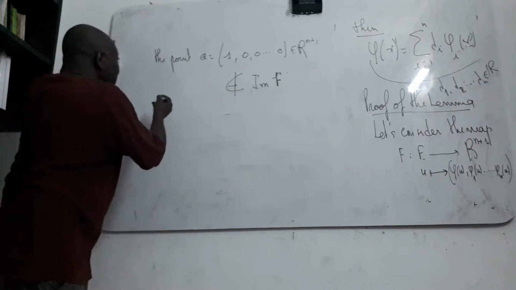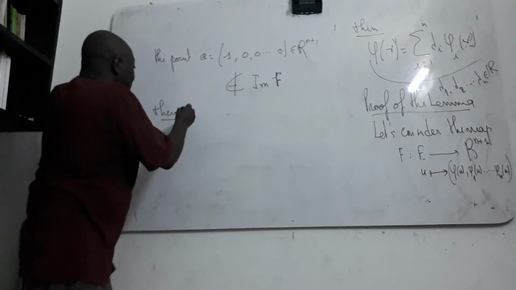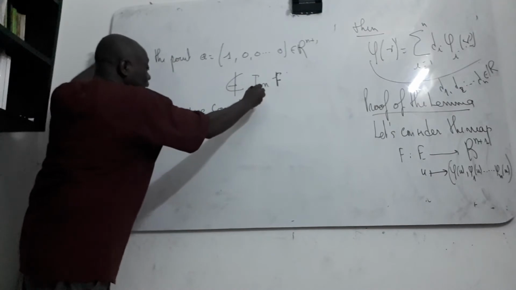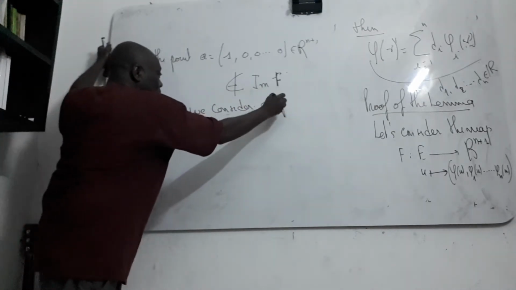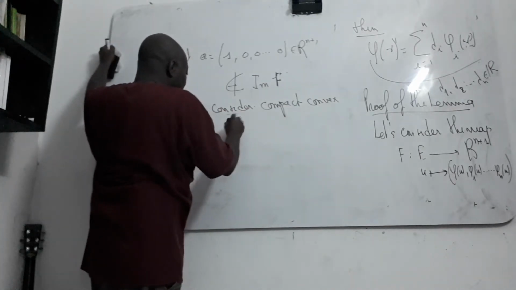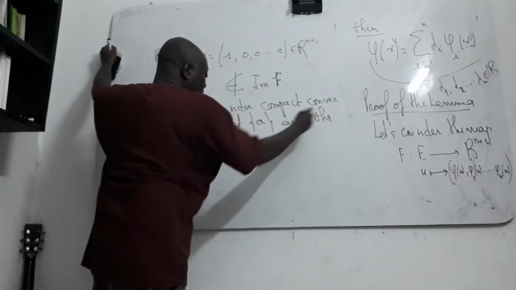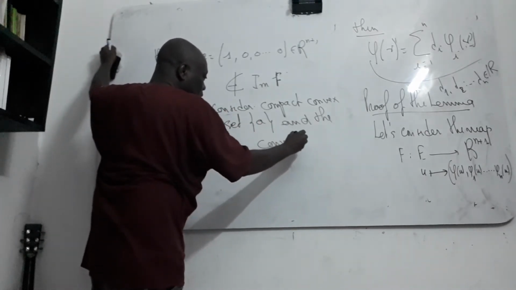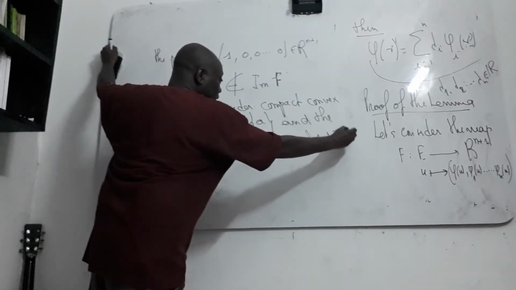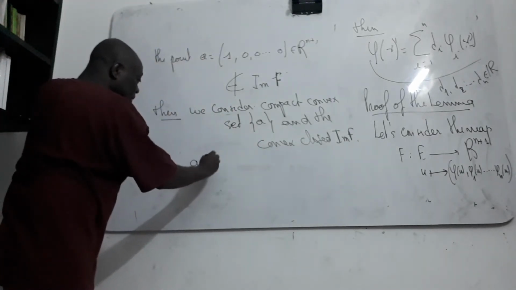So we consider the map. Then we consider the convex set, the convex set A like this, and the convex closed subset of the image of f like this. Then A is not an element of the image.